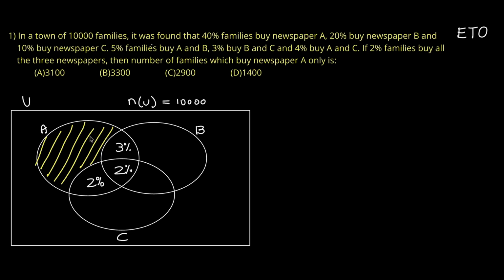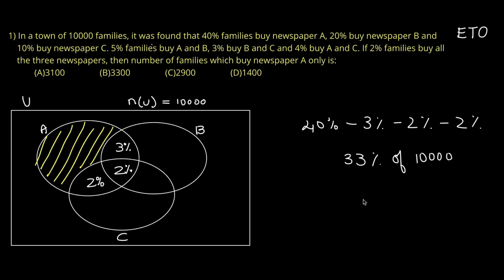Now we need to find the families buying newspaper A only. The total number of families buying newspaper A is 40%. If we subtract these regions, we will easily get the percentage of people buying newspaper A only. So 40 minus 3% minus 2% minus 2%, we get 33% of the people buying newspaper A only. But in the options, it's in numbers. So 33% of the total number of families in the town gives 3,300. B is the correct option.